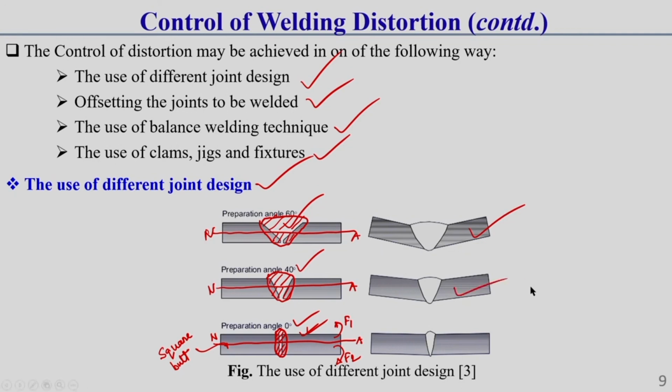So next lecture I will start from here. There I will discuss in detail about offsetting the joint to be welded, the use of balanced welding technique, the use of clamps, jigs and fixtures, and apart from this, some other techniques which are commonly used to control distortion, in detail. Okay? Thank you.